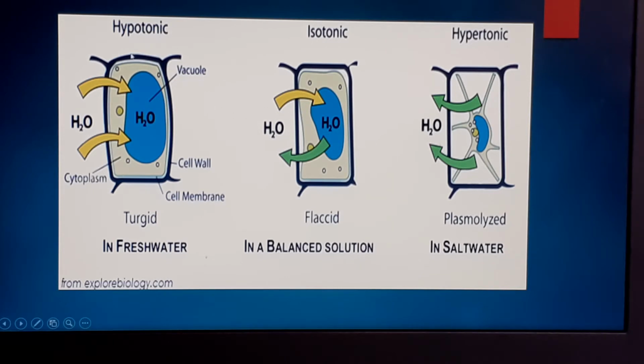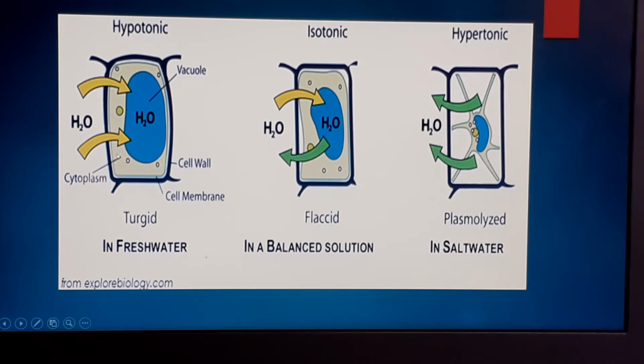Next one, hypotonic. Hypotonic means what? Outside the cell, the water concentration is more. Inside the cell, that means the cytoplasm, the water concentration is less. That is why water comes from outside to inside. This is called a hypotonic solution. The cell becomes turgid now.